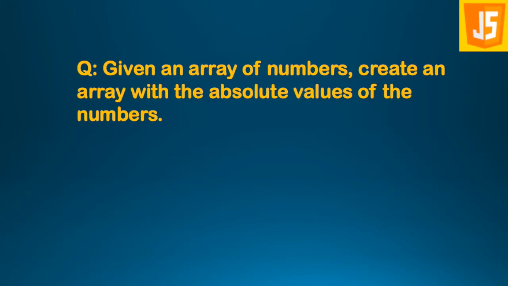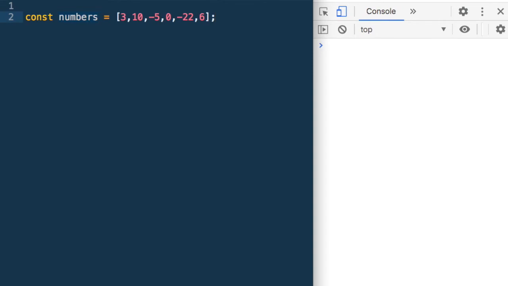Given an array of numbers, create an array with the absolute values of the numbers. Suppose we have this array numbers. So what do we want? An array with the absolute values. So what does absolute value mean? If the number is greater than or equal to 0, so if n is greater than or equal to 0, it is n.